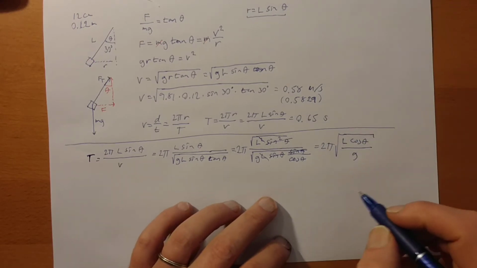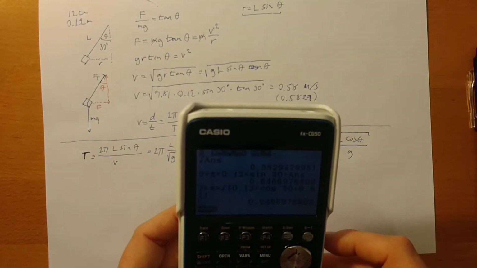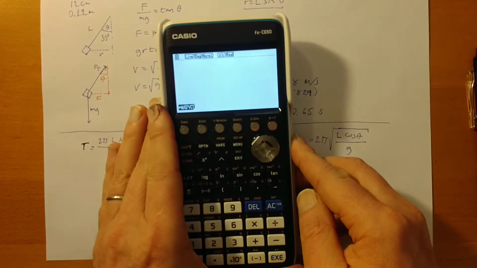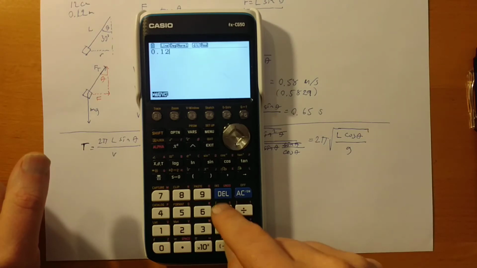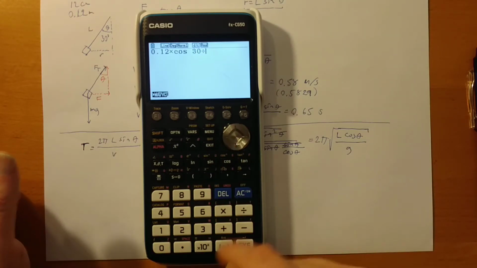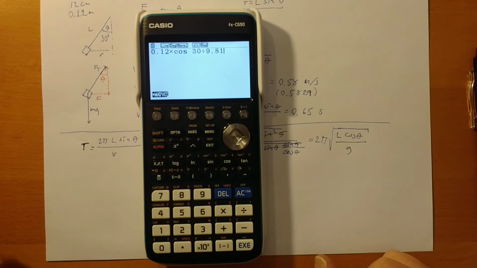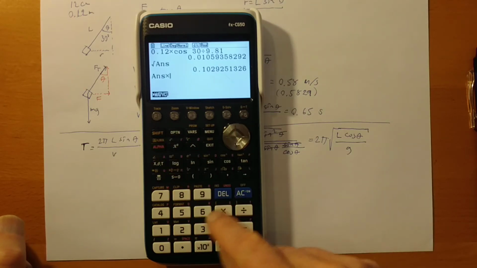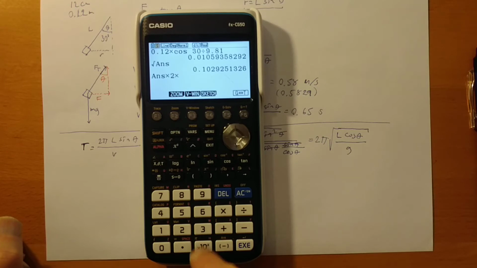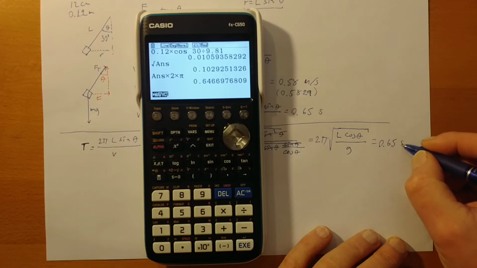So that will be our expression for the period, and we can indeed do a calculation of this. We take the length 0.12 times cos of 30 divided by 9.81, and by the way, remember to check that you are in degrees when you're doing this. Shift square root, times 2 times shift pi, and we get the same answer as before, about 0.65 seconds.